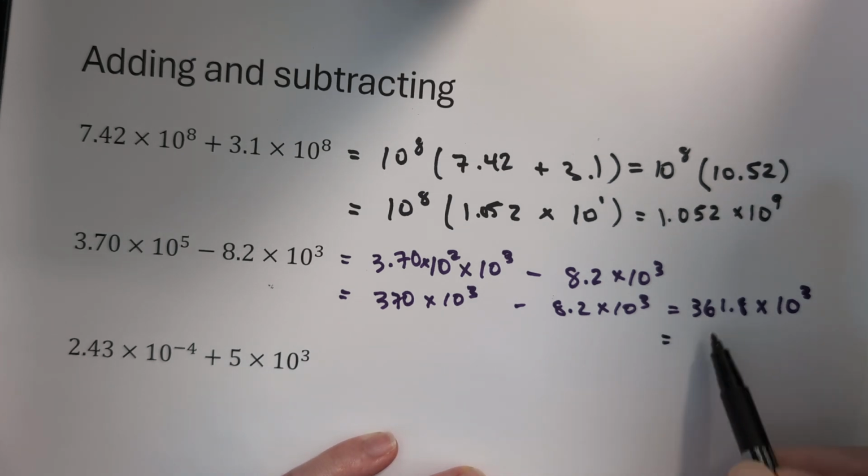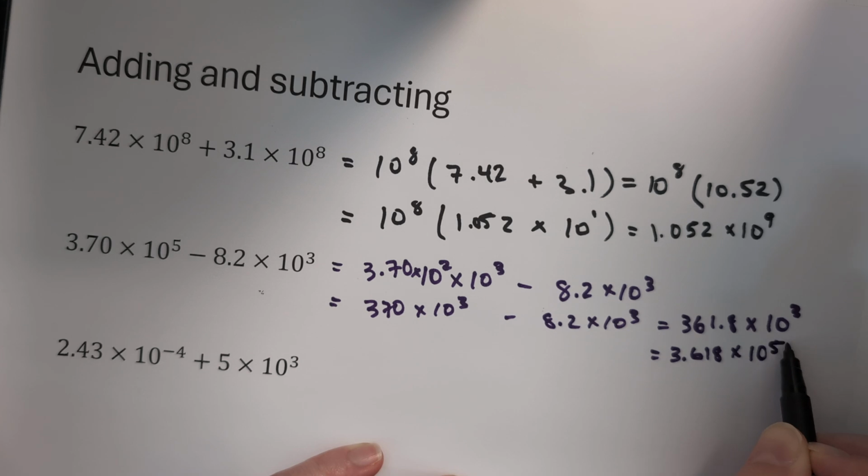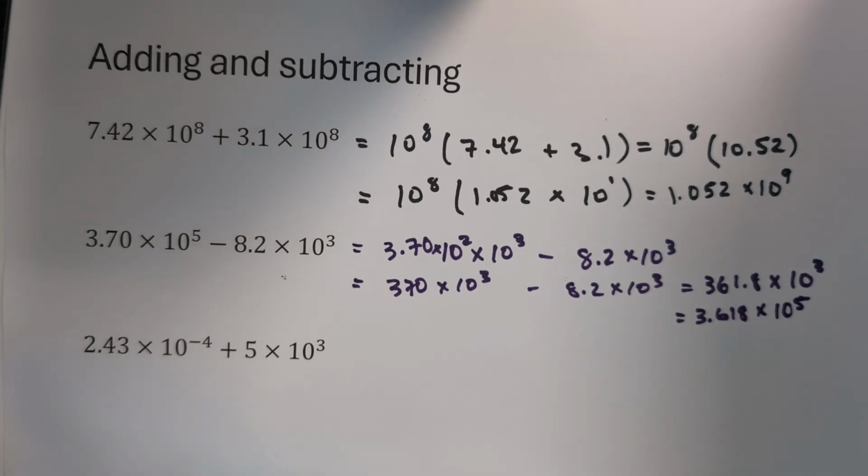Okay, so I had some big numbers. This is 3.618 times 10 squared. And so that will be times 10 to the 5th, with the same logic. And this last one, same deal. Can't add these things together.